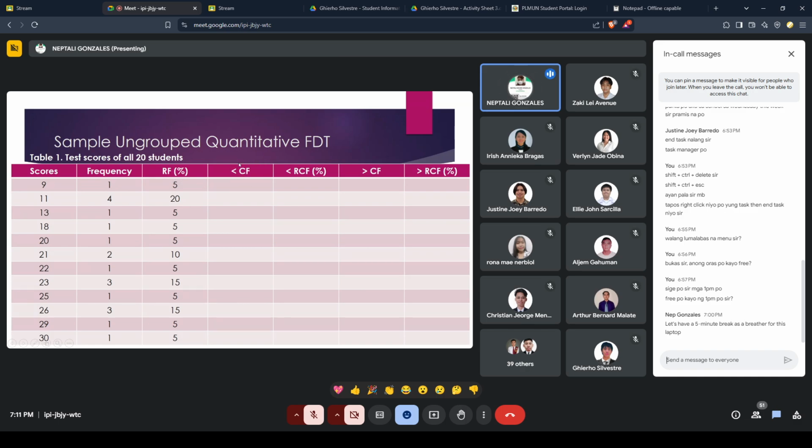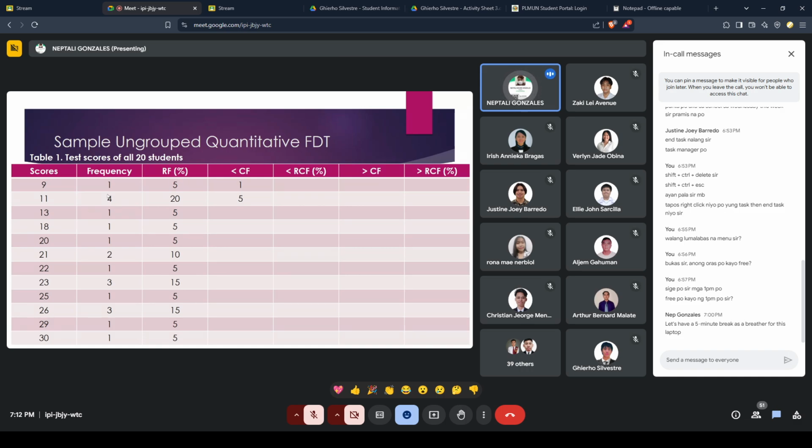Same with less than cumulative frequency. Copy the first frequency that can be found here in the first class of the table. Just copy it, then 1. To know the remaining, just add the next frequency. So 1 plus 4 is equal to 5. So to know the next cumulative frequency, just add the succeeding number of frequencies.